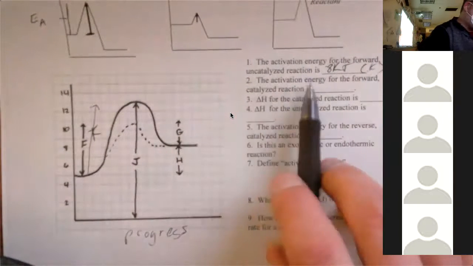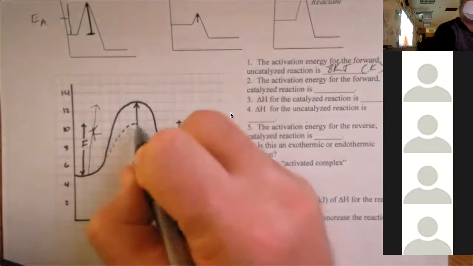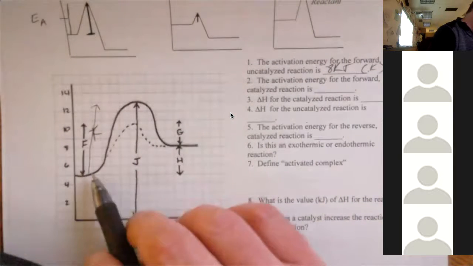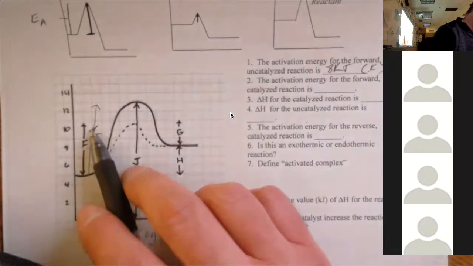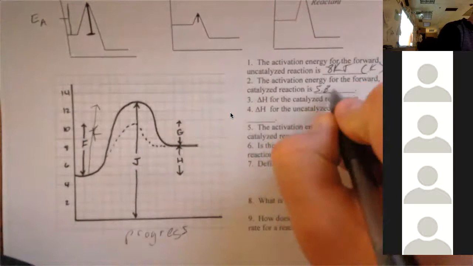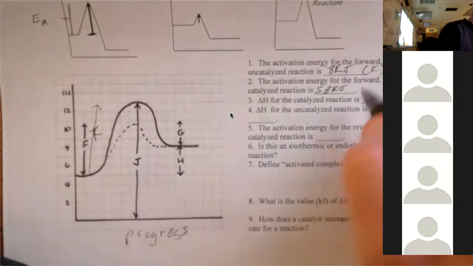What's the activation energy of the forward catalyzed reaction? A catalyzed reaction a lot of times is shown by writing a dotted line underneath. So if we go, that's 1, 2, 3, 4, 5, 5.8 kilojoules. Or they already have a letter, so I don't have to put one, they have the letter F.